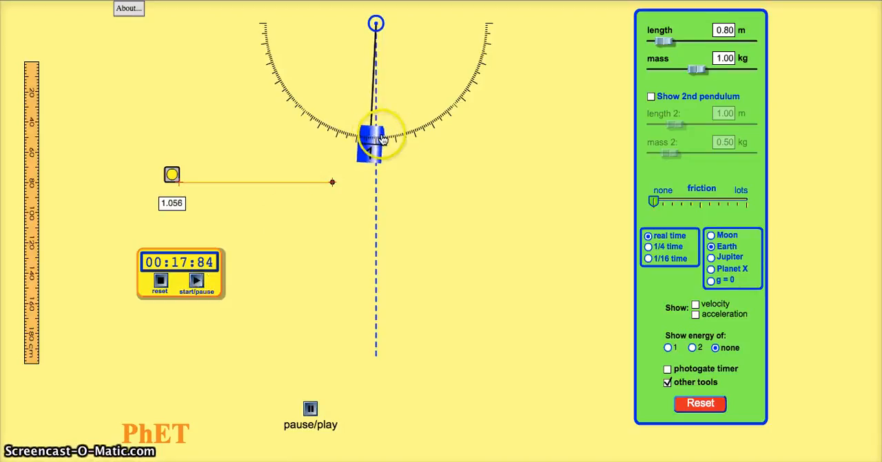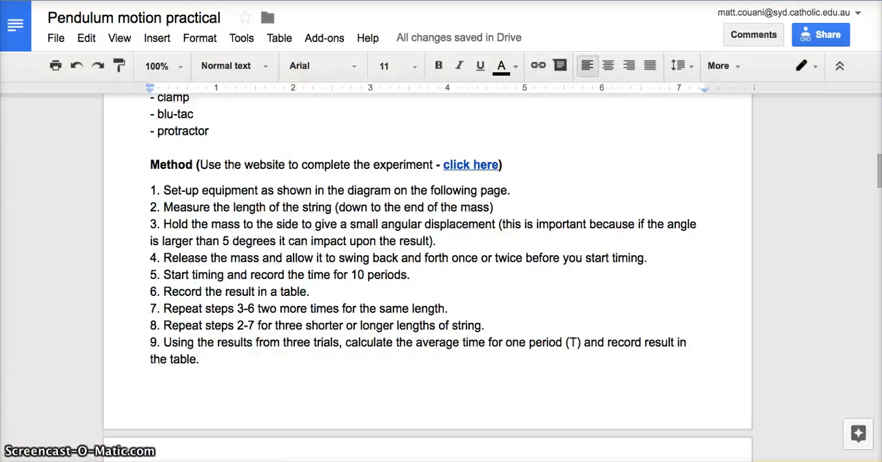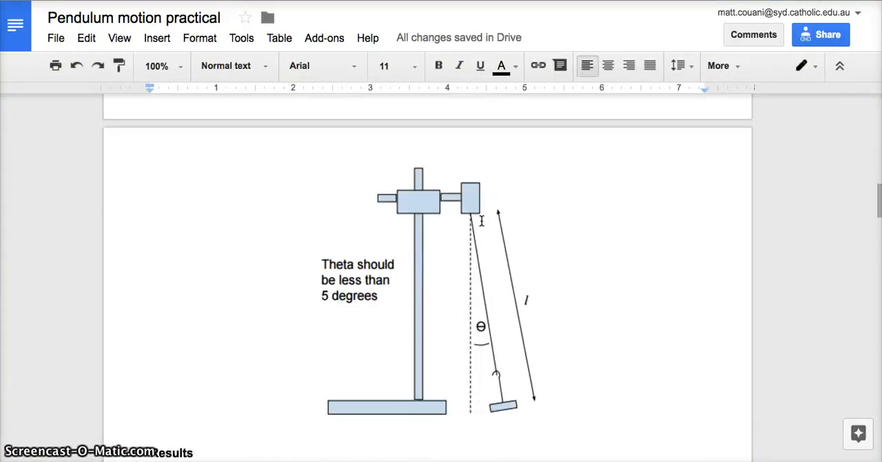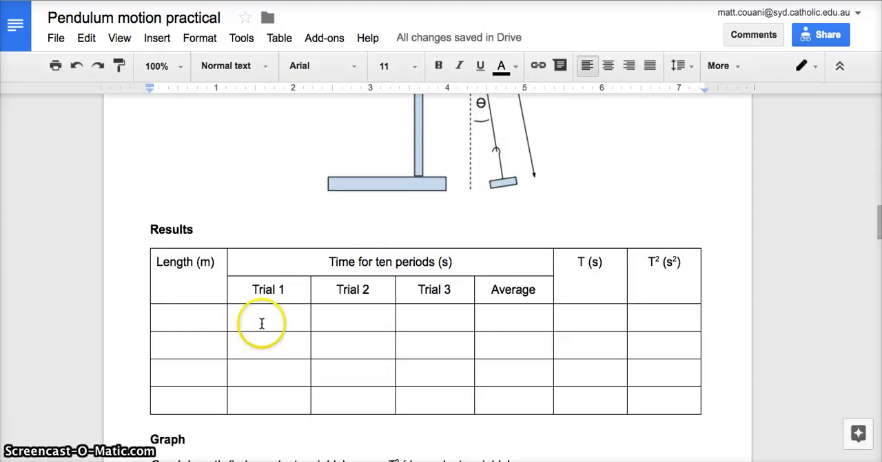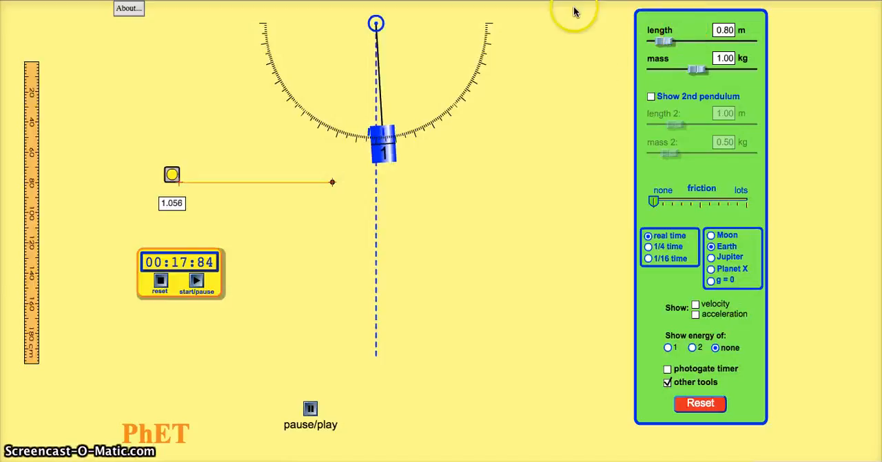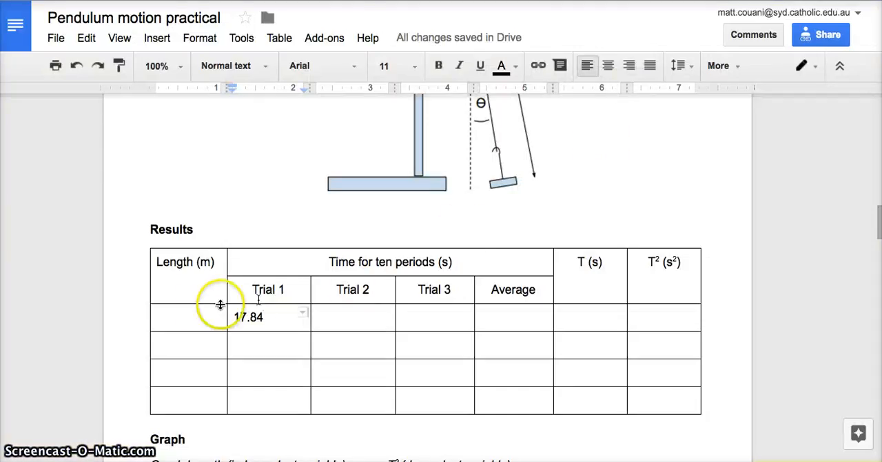So I've been timing when the pendulum went up, back, and then. I started when it was at this line, and it went back and forth, and then I stopped it when it hit here. So 17.84 seconds. Let's just say that's correct. Then I put into here my first trial, 17.84 seconds, and the length of the pendulum here is 0.8 meters.